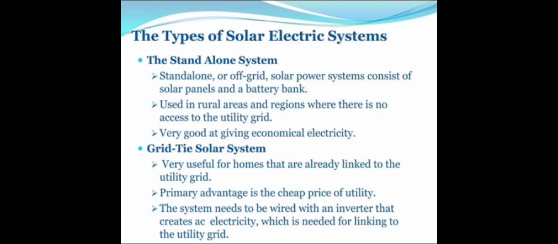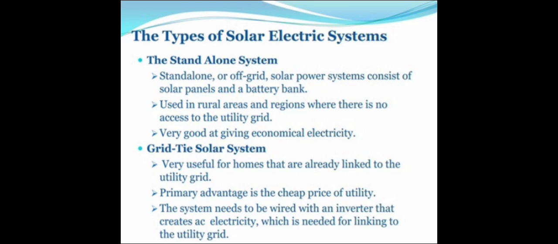First, the standalone system. Standalone or off-grid solar power systems consist of solar panels and a battery bank. It is used in rural areas and regions where there is no access to the utility grid, and it is very good at giving economical electricity. A simple standalone PV system harnesses the solar energy and stores it in a battery that could be used even at night when there is no sunlight. A standalone small scale PV system employs rechargeable batteries. Further, it is connected to a standalone inverter to convert direct current to alternating current, making it available to connect AC loads.